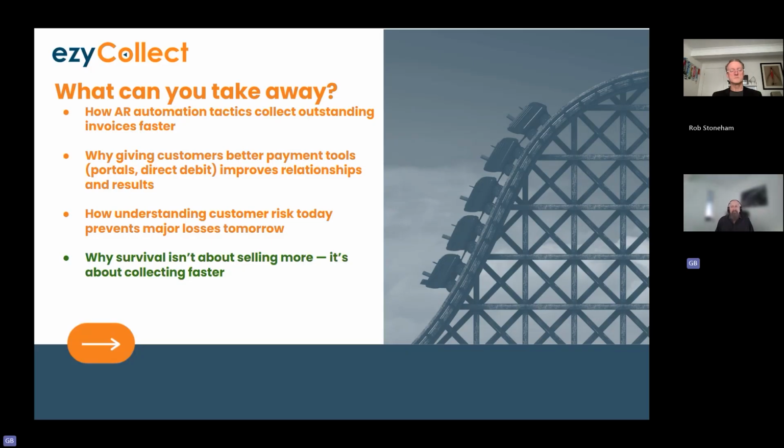The other big thing is customer risk. There is a way now of assessing it. Credit scores, digital credit applications, using direct debits to ensure that customers that you're not sure about are on a way that you can get money out of them on due date, or you know about it immediately. Okay, so those sorts of things you should be thinking about as well. And with ezyCollect, you get that.